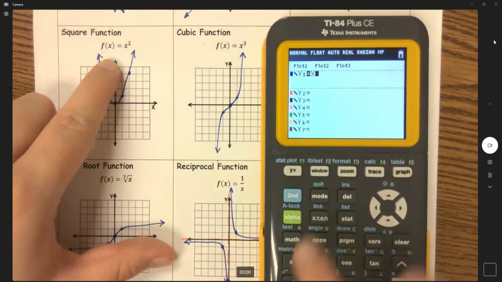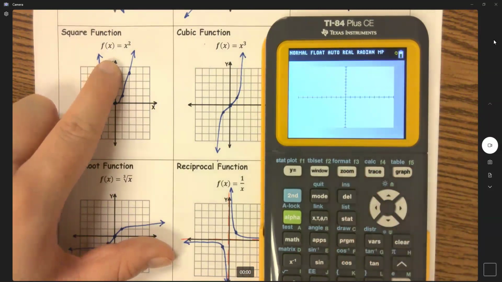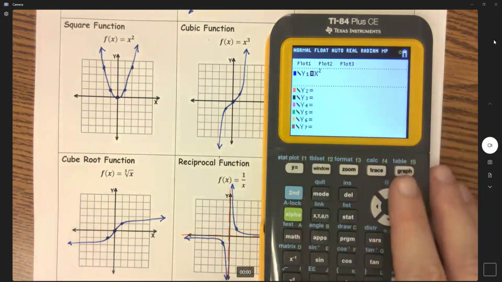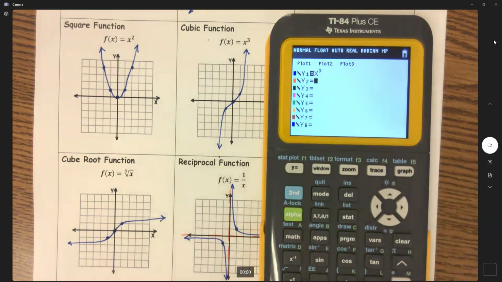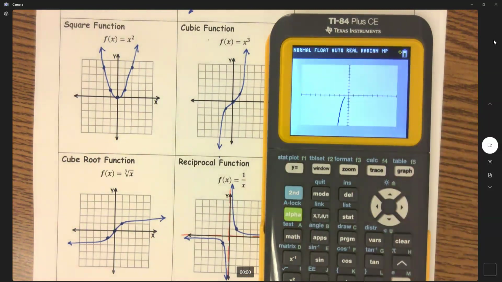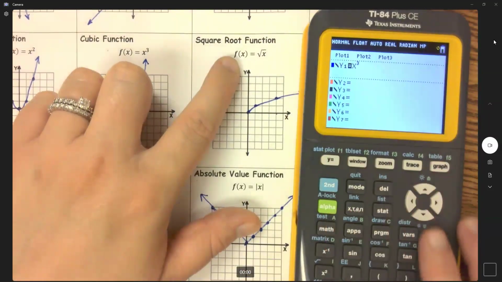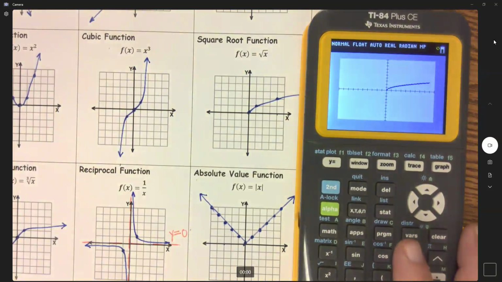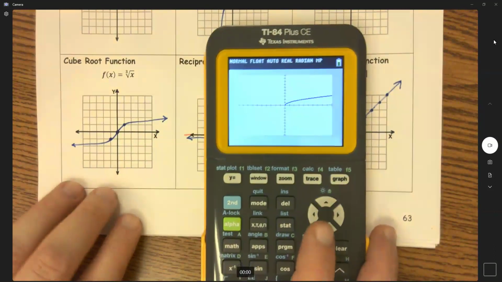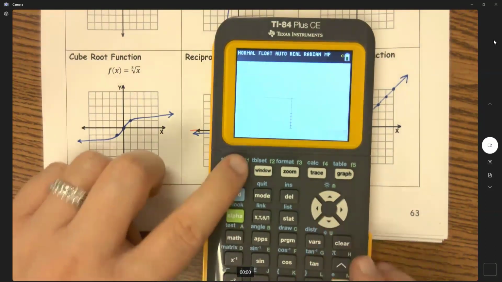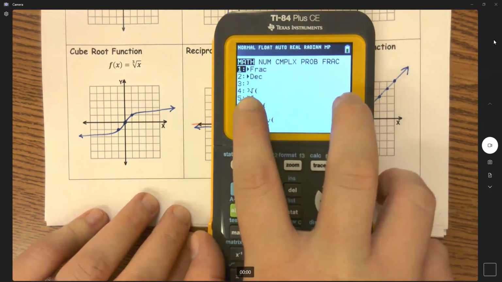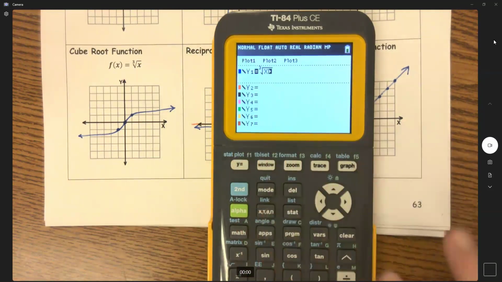But you can just put in x squared. I'm going to go zoom 6 for a standard. And you can see there is your U-shaped parabola. If I change this to an x cubed, there is our squiggle for an x cubed. The square root of x is your eyebrow function. The cubic root, to get cubic, I'm going to go math, and then it's number 4 right here. The cubic root of x.